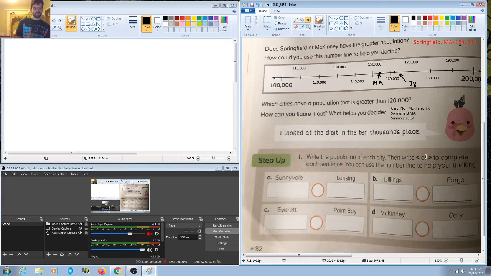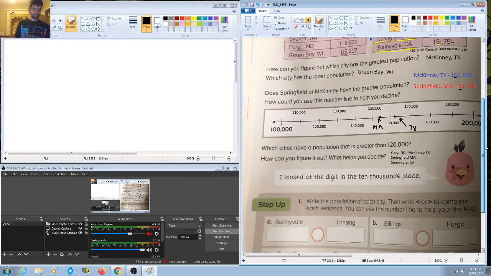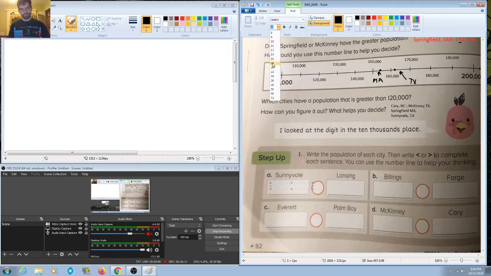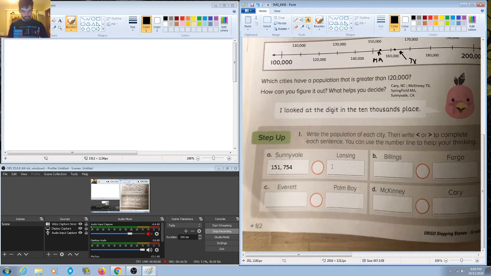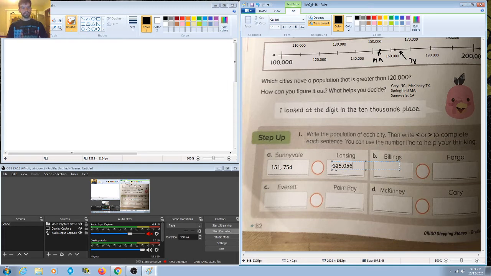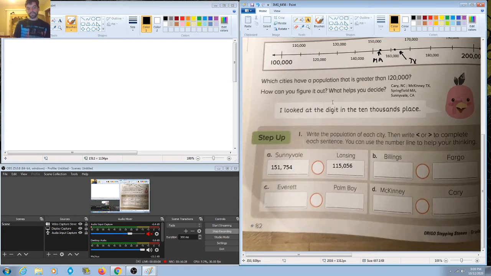So again, as a form of strategy, we want to start by making sure that we limit our choices by just putting the two populations in question and then comparing them directly. So Sunnyvale is 151,754 versus Lansing, which is 115,056. Okay, so since the 100,000th place doesn't give us enough detail because they're the same, we'll look at the 10,000th place and see which one is larger. As we see, Sunnyvale has a 10,000th place of 5, and Lansing has 1. So because of that, Sunnyvale is going to have the larger population.